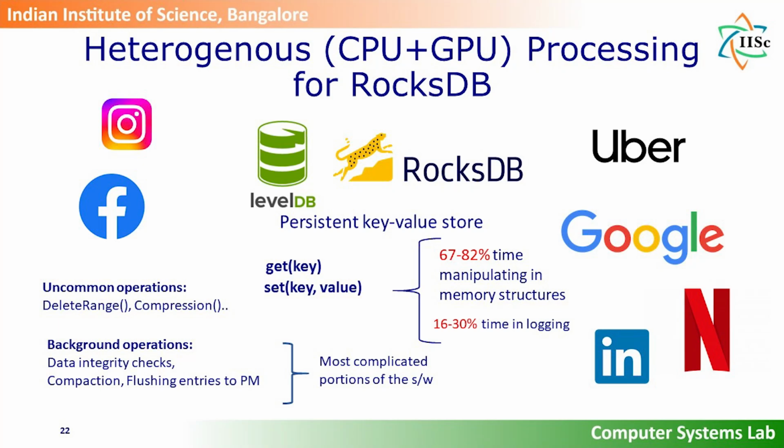What we also observe is that all these commercial persistent key value stores also have a lot of other operations that are needed to support a wide range of applications, though not commonly used, like delete range, compression, and so on. And there are a lot of background operations that happen, like data integrity checks. It will also do a compaction of the basic structure, the log structured merge tree in the case of RocksDB and LevelDB, in the persistent memory, right?